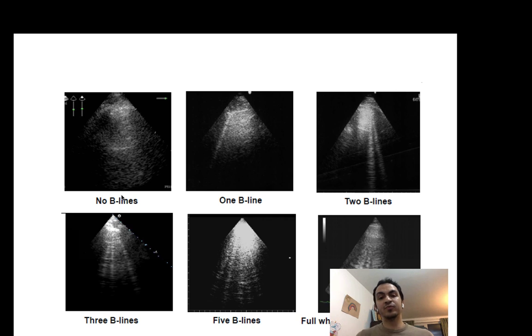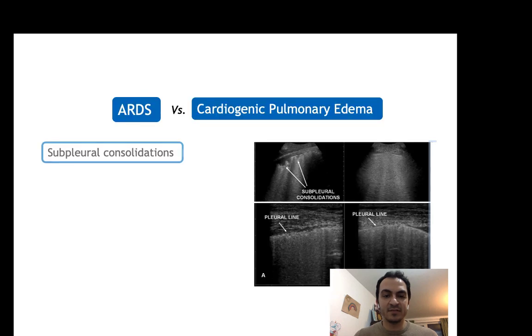So we also have to take into consideration that we can normally have up to 2 B lines in one intercostal space. So 3 or more B lines in one intercostal space is considered abnormal. So the 3 at the top of the screen are considered normal, and the 3 at the bottom of the screen are considered abnormal. And Luna Gargani, in her paper, quantified the number of B lines, if the full screen is white, to be estimated around 10 B lines.